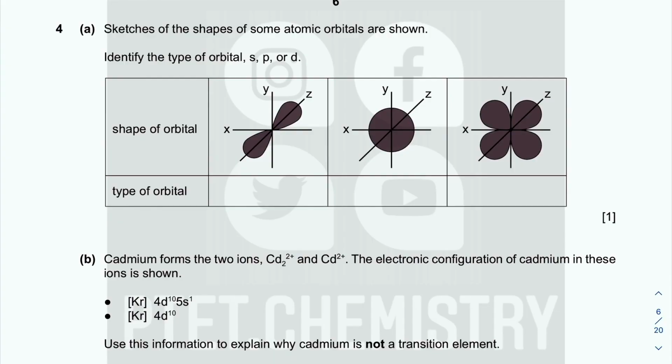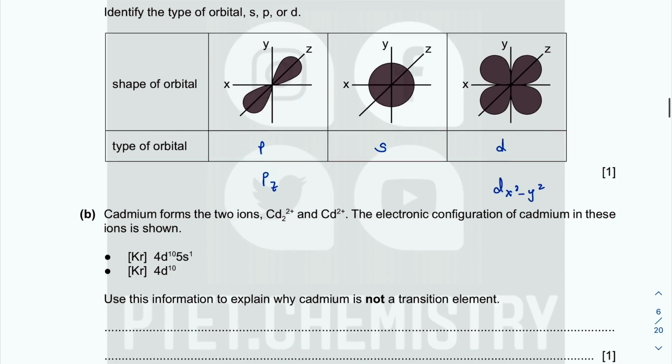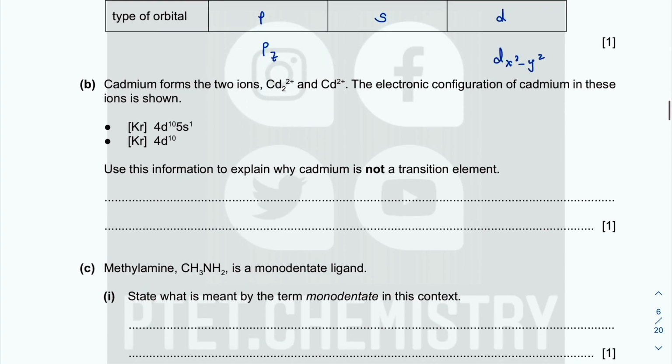Okay, next bit, identifying the type of orbital. So this is a D, this is an S, this is a P. Okay, if you want to be specific, this is pz because it cuts through the z. Okay, this is just s, it's spherical. Okay, this thing cuts in between x and y, so it doesn't cut the axis, so this is actually dx2-y2. Okay, but d would have been perfectly fine.